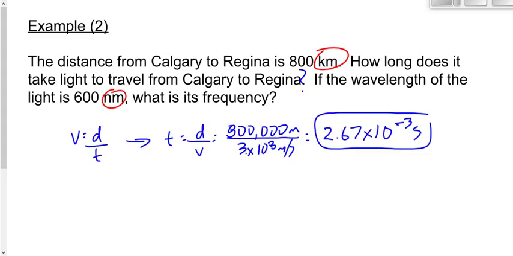Sorry, say it again. Right here? Yeah, that's 3 times 10 to the 8 meters per second. And it gives us a time of 2.67 times 10 to the minus 3 seconds.